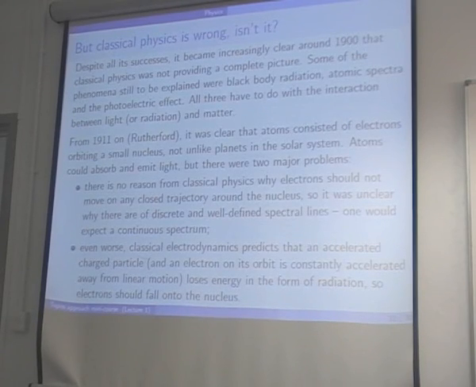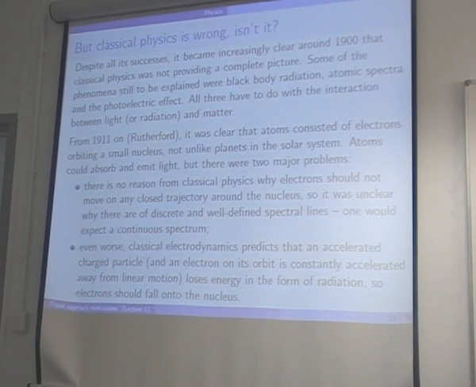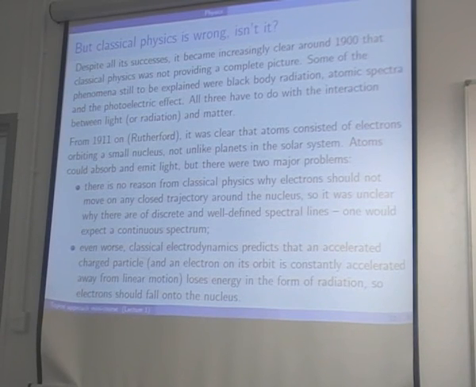Well, we know classical physics is wrong. I mean, that's not the full story. So what's actually going wrong? Why did people realize around 1900 they had to do more? There were some phenomena that still needed to be explained, and I'll just name 3 of them.